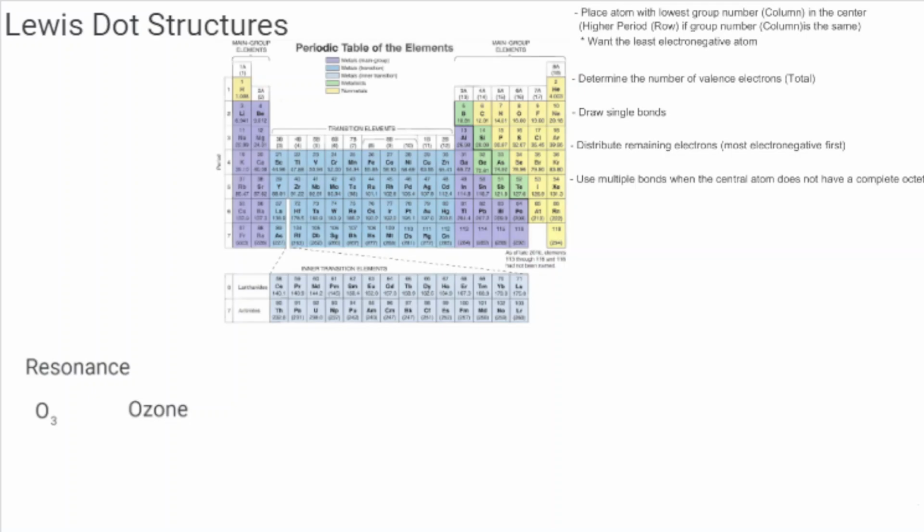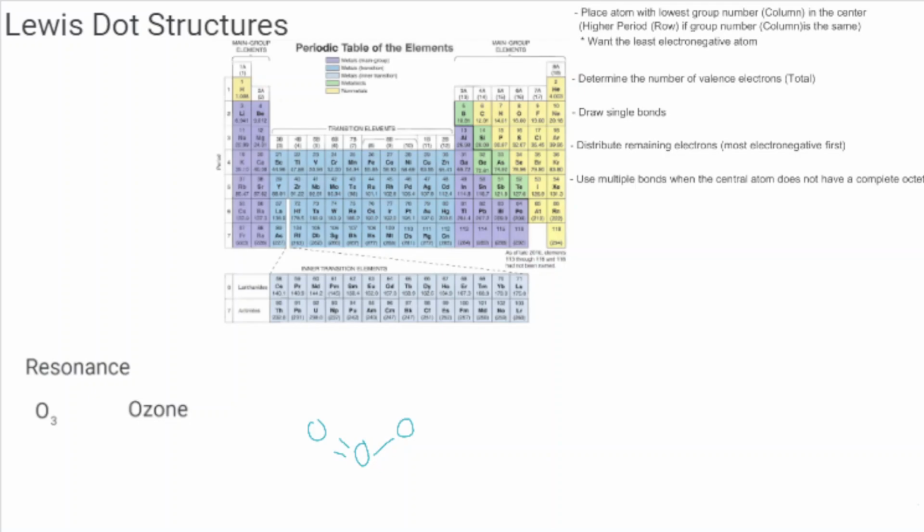And as you can imagine, all the oxygens are the same. So we're going to put an oxygen in the middle. I'm going to go ahead and draw this as a bent structure because it is in real life. And so we have our oxygens. We need to draw in a single bond between all of them. And if you go through and figure this out, you'll decide, oh, we need to draw in a double bond in order to have everything obey the octet rule.